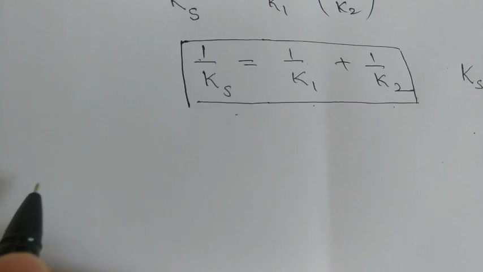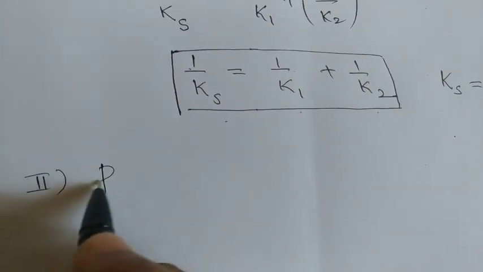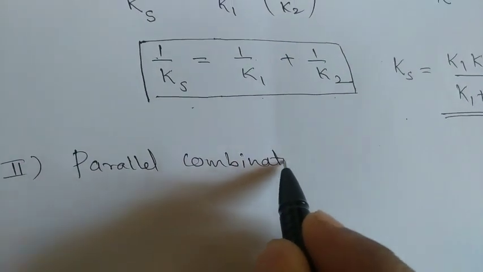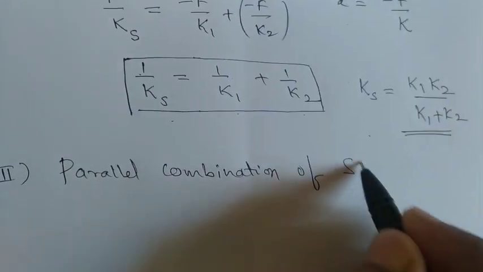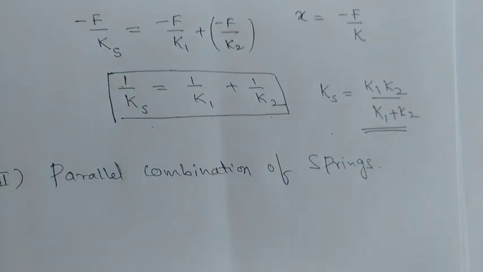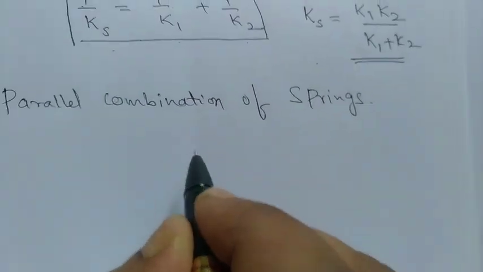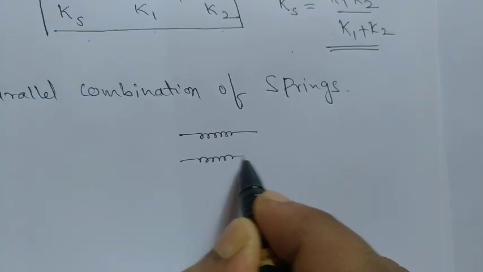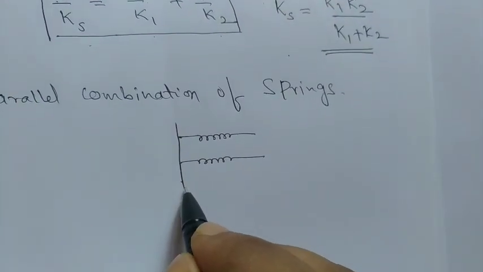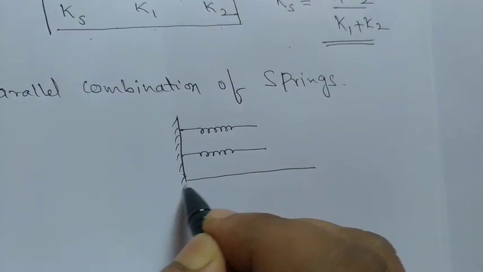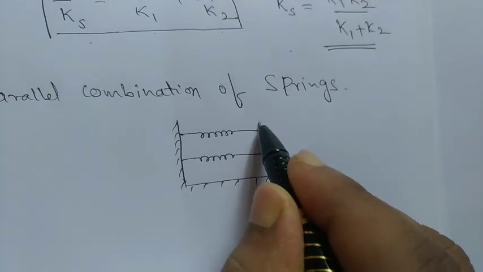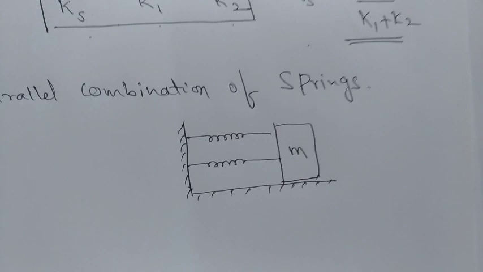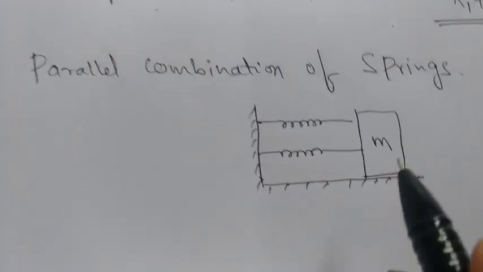Now the second combination is the parallel combination of springs. In this combination, the first ends of the springs are connected to one common point. Let the common point be a rigid support, and the other end is connected to a block. Let the mass of the block be m. Such a combination is called a parallel combination.